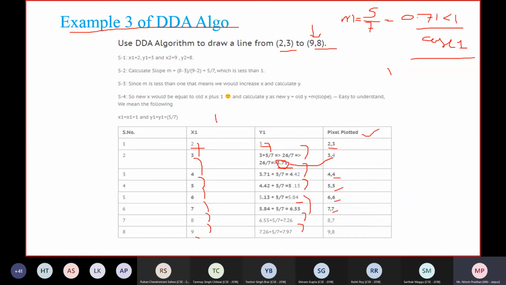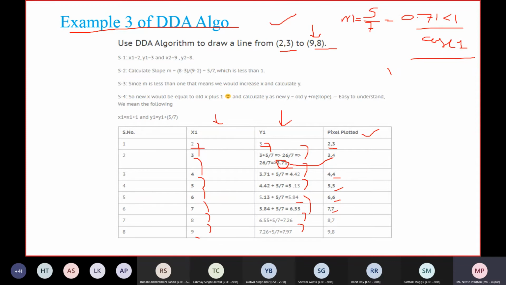तो अपन एक्स को हर बार +1 कर रहे हैं और इसको हर बार 0.71 कर रहे हैं. ठीक है, so that will be the next pixel according to the given scenario. So guys, I hope DDA algorithm का कोई न्यूमेरिकल एग्जाम में आएगा तो आप लोग कर लोगे. Yes or no? Yes, yes, sir.